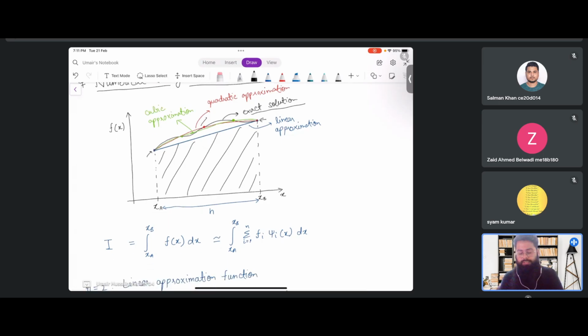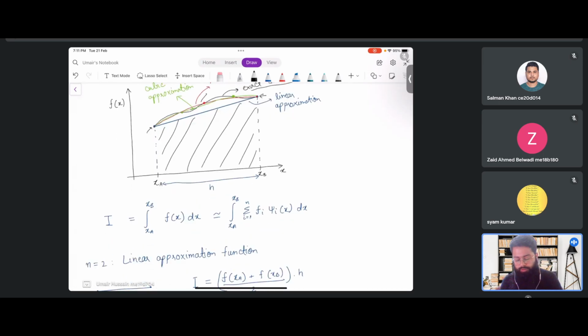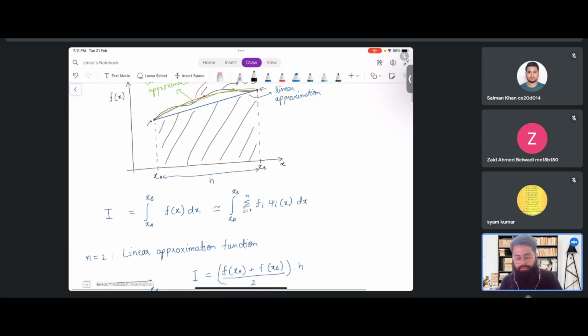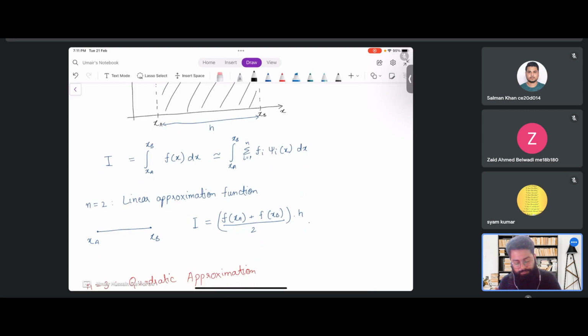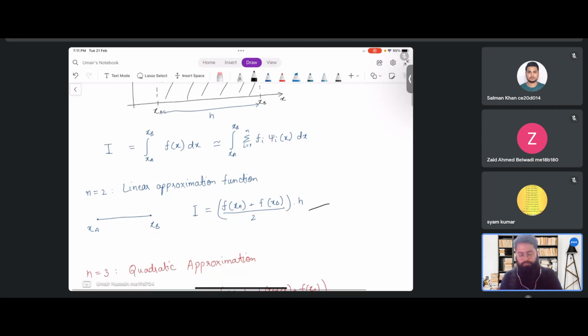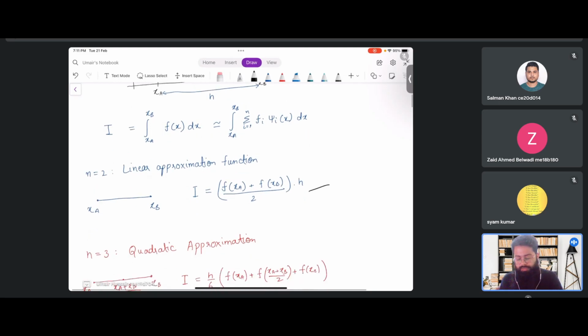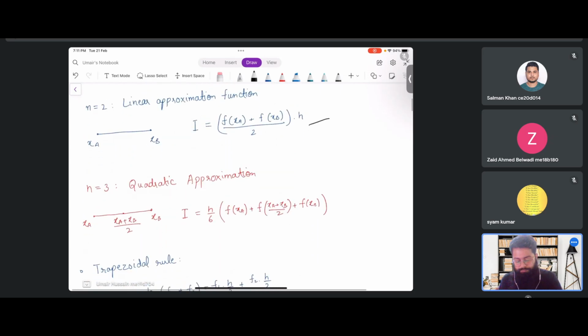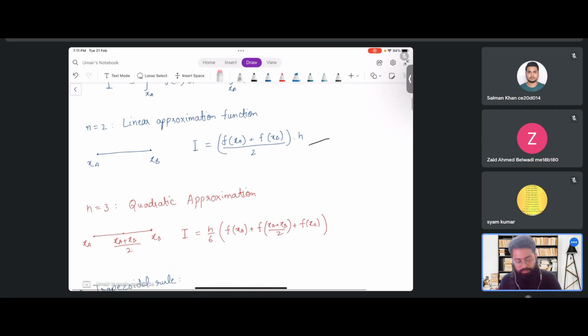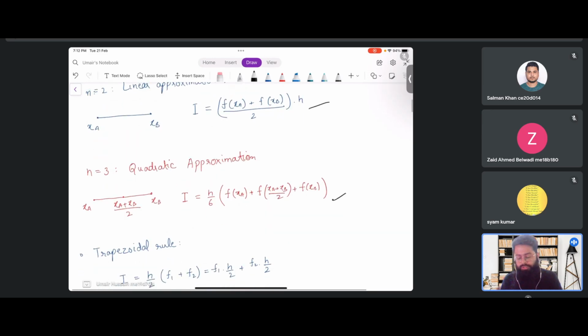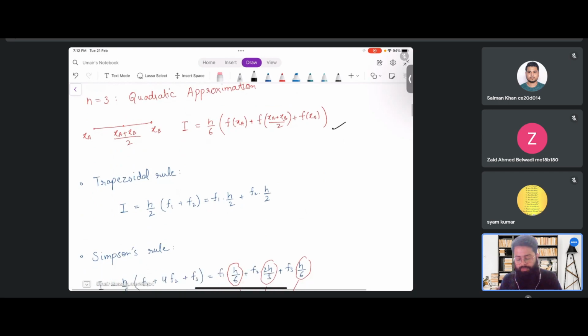So, if it's a linear approximation, I told you that the integral is basically the area of this trapezoid, which is shown here. This type of approximation, we know, is called the trapezoidal rule. And if we increase the number of points to 3, then this is the way that we get the area under that curve. This is known as Simpson's rule.